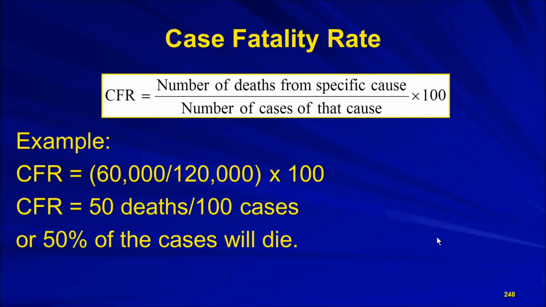The case fatality is deaths from a specific cause, and let's say that cause might be related to any disease, and there are 60 people who died of the 120 people who have the disease, times 100, so you know that this disease is probably going to have quite an effect on death rate. In this particular case, we do the division, and we have 50 deaths per 100 cases, or 50% of those who have the disease will die from it.